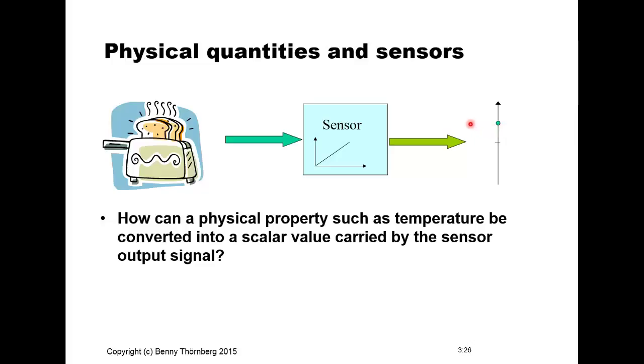So if we have a sensor, as in this case we would like to measure the temperature inside this toaster, how can we create a sensor and make use of a physical property such that the temperature can be converted into a scalar value that can be carried by the electrical output signal from this sensor? That is the main question in the first part of my presentation, and related to different kinds of physical properties, not only temperature, of course.